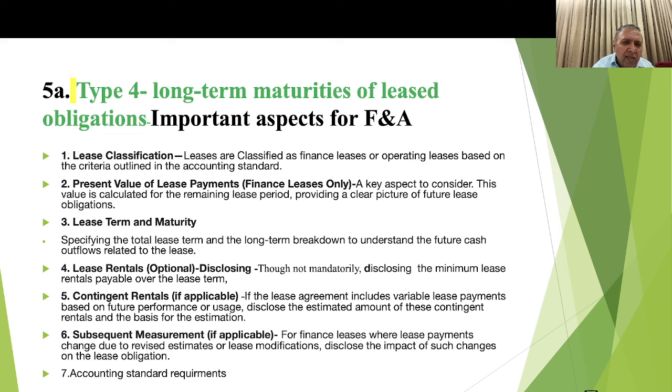Fourth is lease rentals, which is optional for disclosing, though not mandatory, disclosing the minimum lease rental payable over the lease term. Contingent rentals, if applicable: if the lease agreement includes variable lease payments based on future performance or usage, disclose the estimated amount of these contingent rentals and the basis of estimation. And sixth is subsequent measurement. For finance leases where lease payments change due to revised estimates or lease modifications, disclose the impact of such changes on the lease obligation. And number 7 is accounting standard requirements.